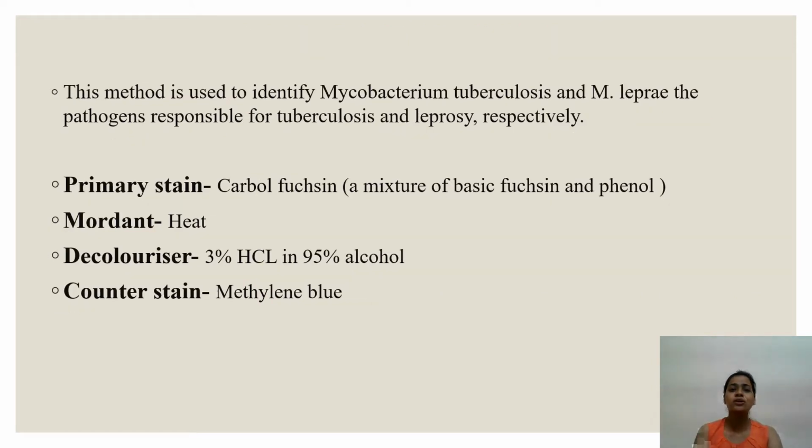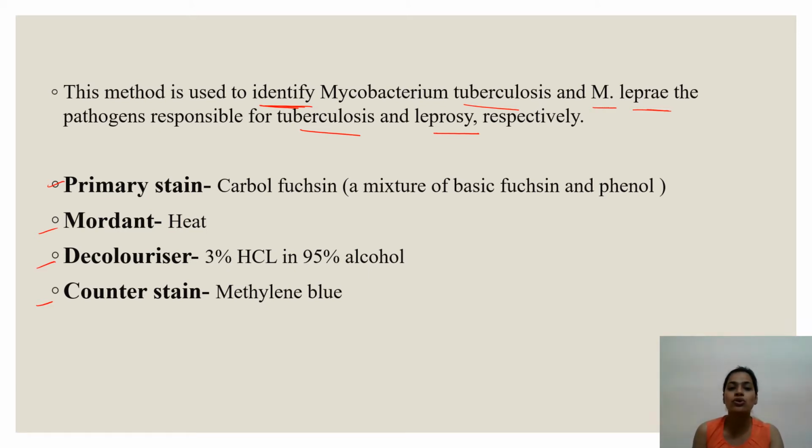We are using this stain to identify specifically the Mycobacterium tuberculosis species and also the Mycobacterium leprae species. These are human pathogens responsible for causing tuberculosis and leprosy in humans. So we can say there are four major components of this staining procedure.